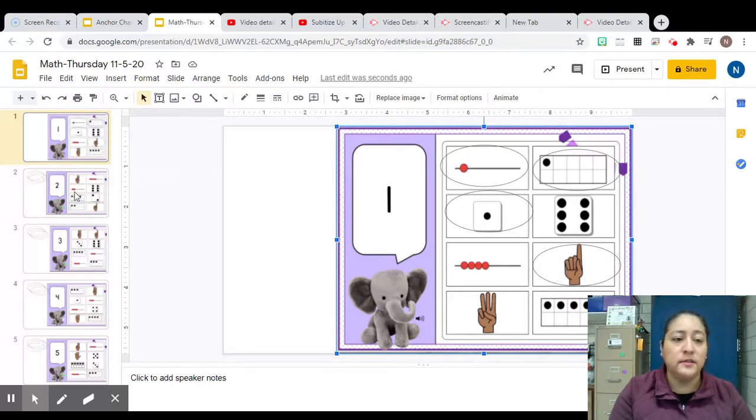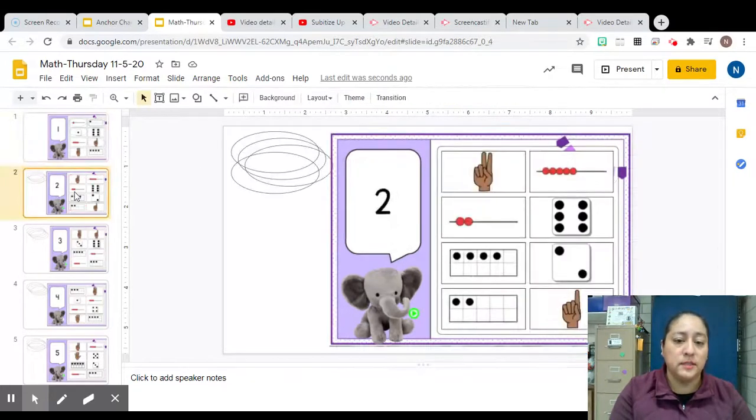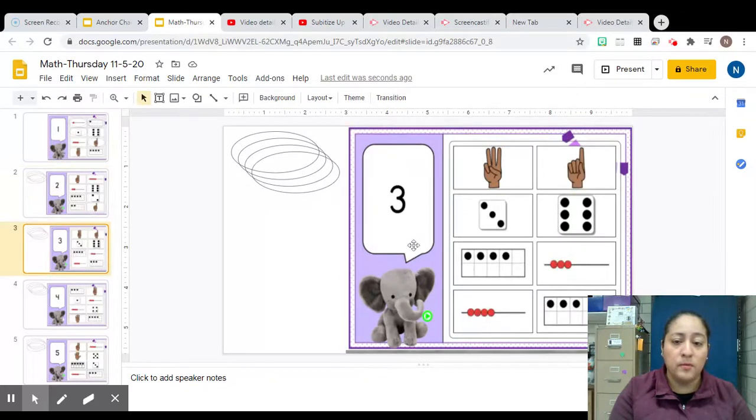Okay? And you're going to do the same thing to each page or each slide. But this one, you're going to look for the number. What number is that? 2. So everything that has a 2 that represents number 2, you're going to put the oval right there, okay? And what number do you think this is? This is going to be number 3. You're going to circle all the things that have 3 dots or 3 fingers or 3 beads.